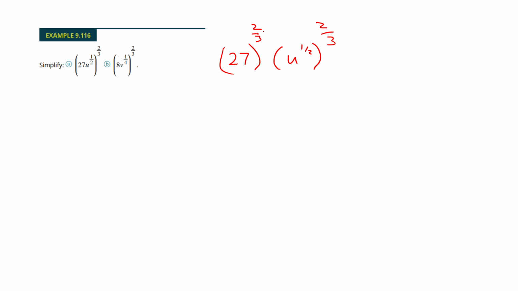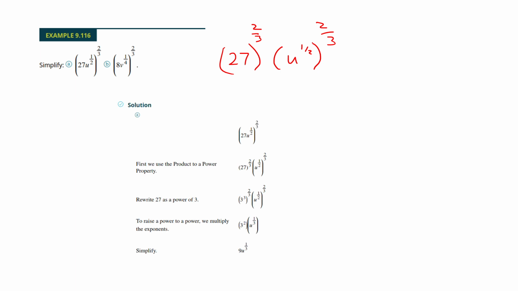We saw in the last section how to simplify this. We would take the cube root and then square it. And we just saw how to do this, which is a power to a power. We would multiply. So let me show you. So they distributed that 2/3, which is what I showed you. Now taking the cube root of 27 would get us 3, and then we square it. That's where they're getting 9. Now a power to a power, so we've got u to the 1/2 times 2/3. Well, I could reduce that down to u to the 1/3.